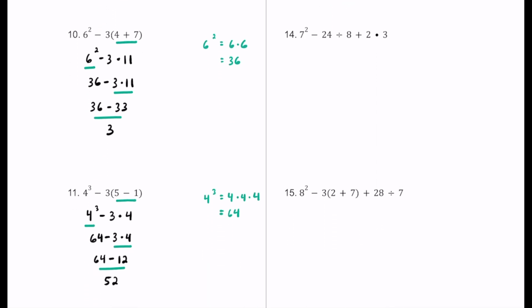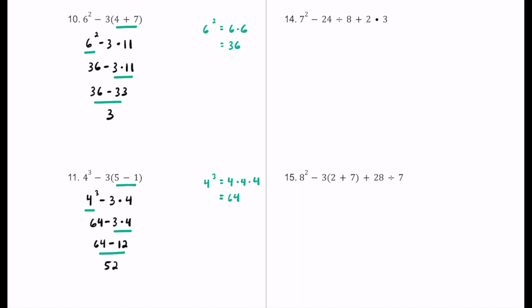For number 14, we got a bunch of operations here. There's no grouping symbol, so we can skip the parentheses because it's not there. Let's start with the power, or the exponent. So 7 squared, that's going to be 7 times 7, which is equal to 49. So let's replace that 7 squared with 49. So 49 minus 24 divided by 8, just copy all this down, plus 2 times this 3.